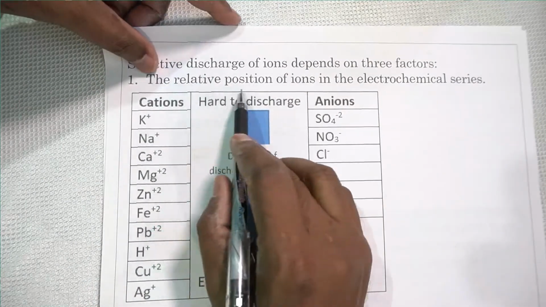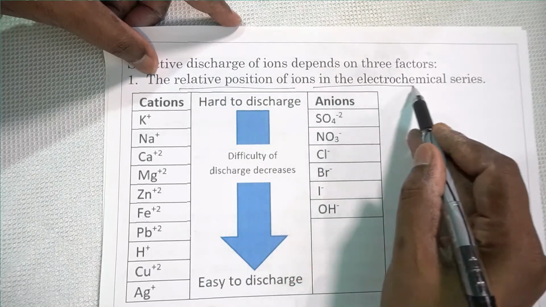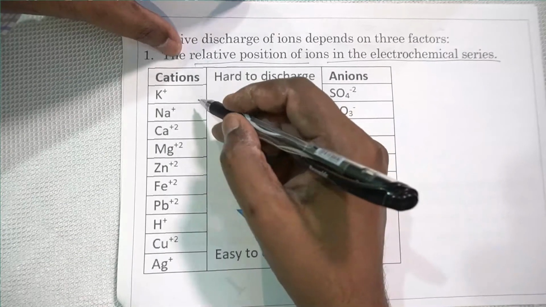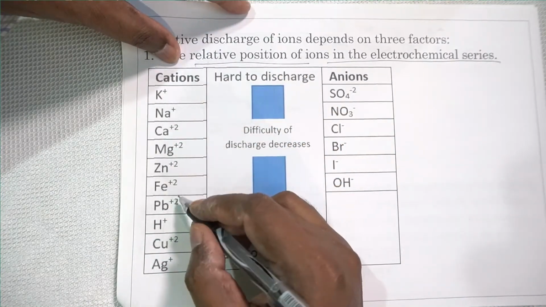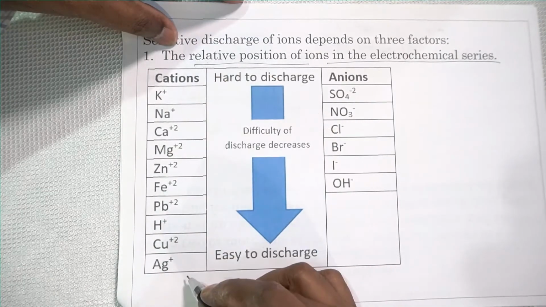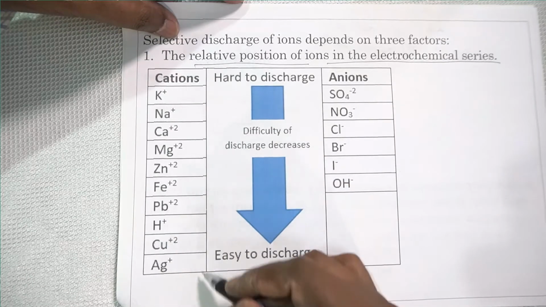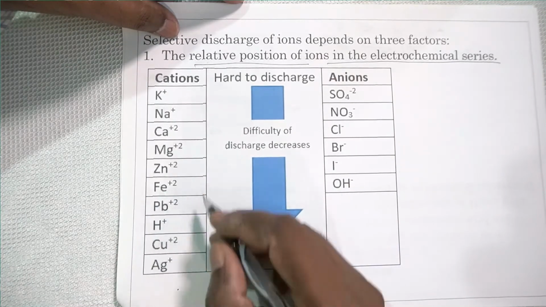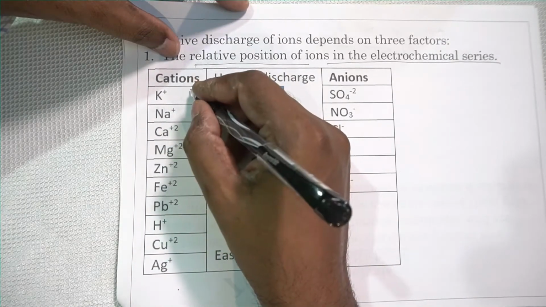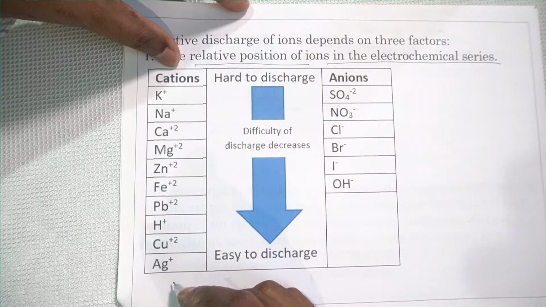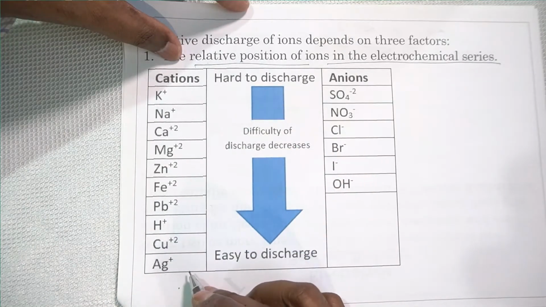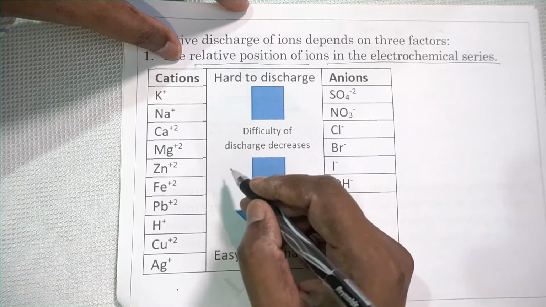The first factor is the relative position in the electrochemical series. We have a series called electrochemical series here. Now let's see the cations: potassium, sodium, calcium, magnesium, zinc and iron and lead and hydrogen, copper and silver. As you move down, you find it is easier to discharge. The ions on top are difficult to discharge. The ions at the bottom are easy to discharge. Or in other words, it is in the increasing order of ease of discharge, or the difficulty of discharge decreases as you go down.